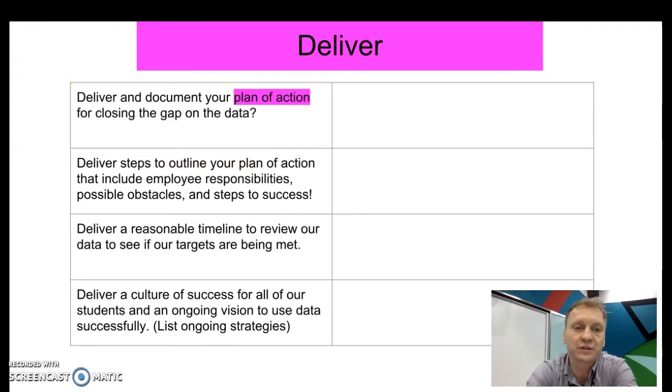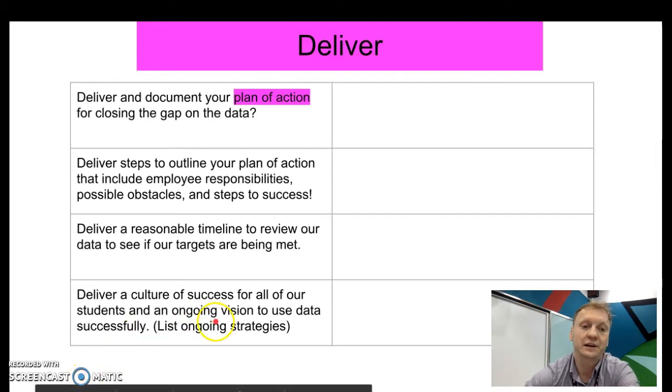So once you come up with a situation, you're going to document your plan of action collaboratively with group members. You're going to deliver the specific steps to outline your plan of action, employee responsibilities, obstacles to this, steps to success. And you're also going to deliver a reasonable timeline to review our data to see if our targets are being met. So checking in with each other each week to make sure we're doing what we're supposed to be doing in the classroom. And overall, you're going to deliver a culture of success for all of the students and an ongoing vision to use data successfully.